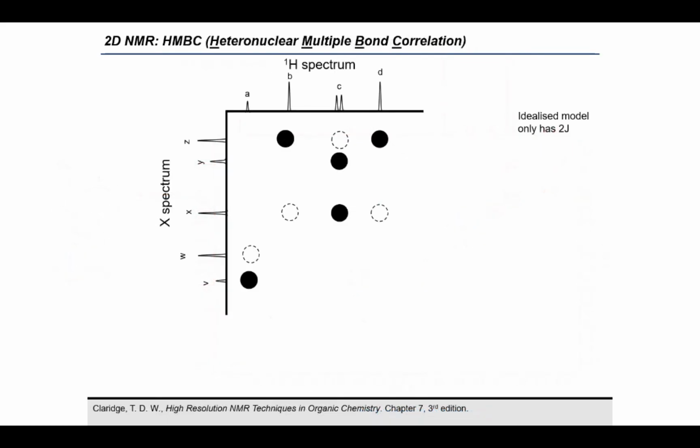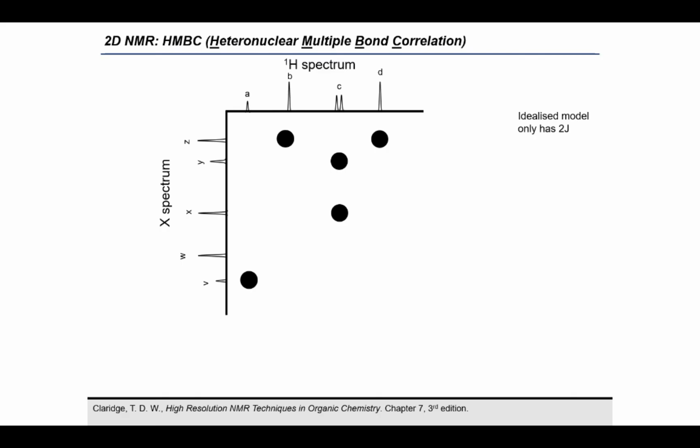And part of the way in which this can be done is using a separate 2D experiment called HMBC, which stands for Heteronuclear Multiple Bond Correlation. So what we're looking at here is another cartoon where in the dashed circles is what the HSQC we looked at earlier would look like for this molecule. Now the HMBC doesn't actually show those, so really it would look something like this.